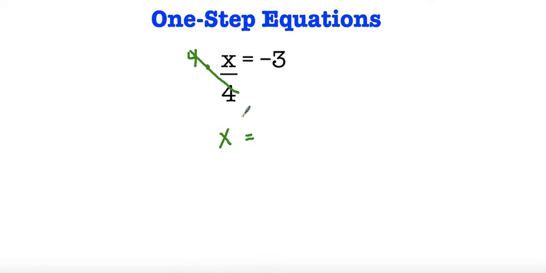Remember, whatever you do on one side, you have to do on the other side. -3 times 4 is -12. So here x is equal to -12.